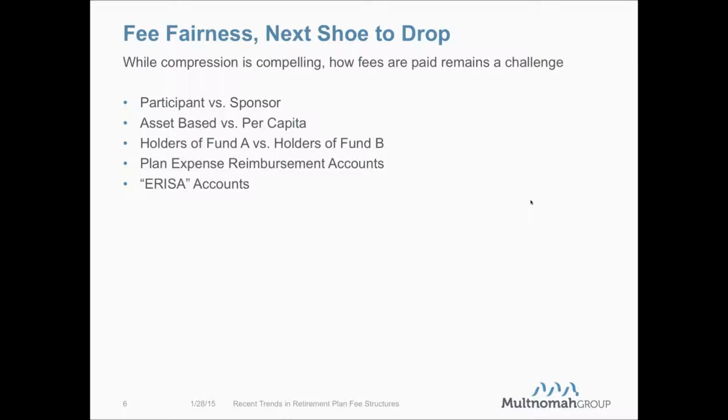And we've seen a huge proliferation in the last 24 months. They've been around for a long time, but the increase in the utilization of these accounts in the last 24 months has been astonishing. These plan expense reimbursement accounts, or ERISA accounts, quote unquote, are where service providers take revenues in excess of their revenue target and contribute those to the plan, or agree to pay reasonable expenses from those excess revenues. And is that a fair and reasonable methodology to pay for expenses that are permitted by the Department of Labor?